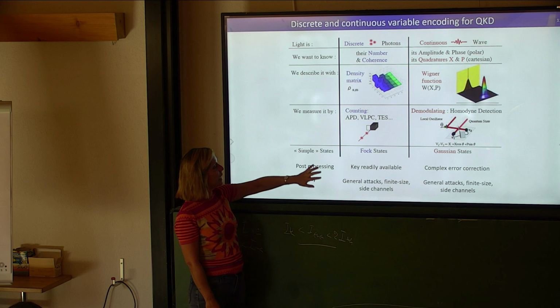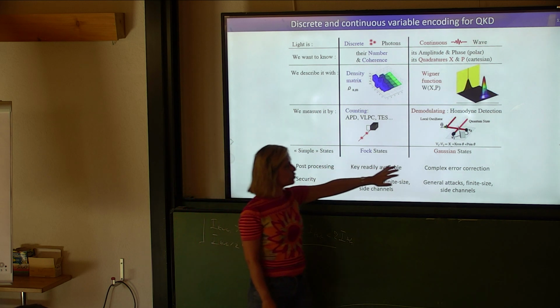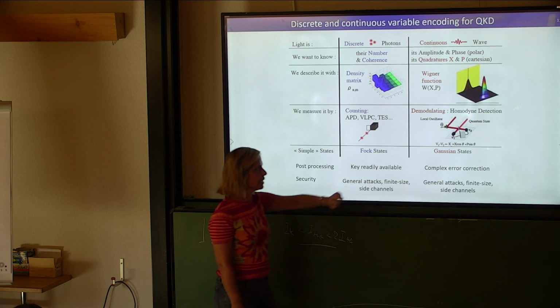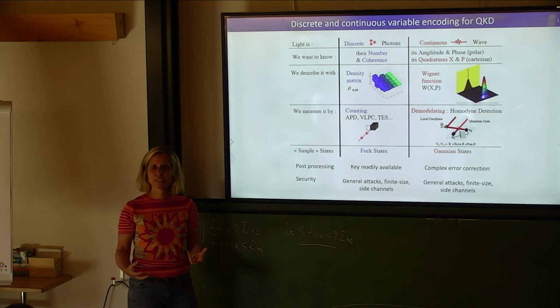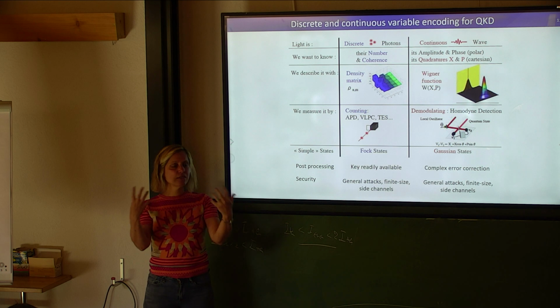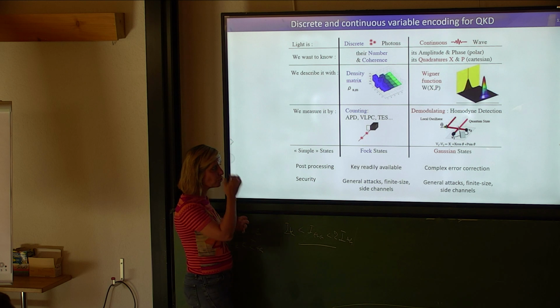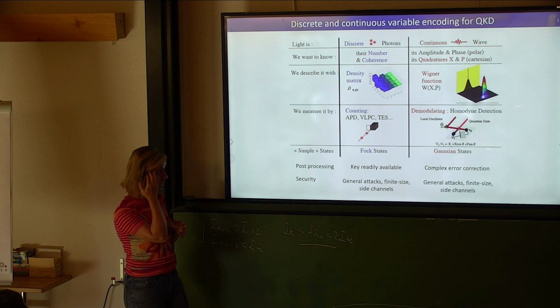Post-processing, while quite easy in discrete-variable QKD, is quite complex in CV-QKD, exactly because of the same reason. You basically measure noise, all the time, noise variances, and out of all this noise, you need to extract somehow your bits, your useful information. So this is more complicated.